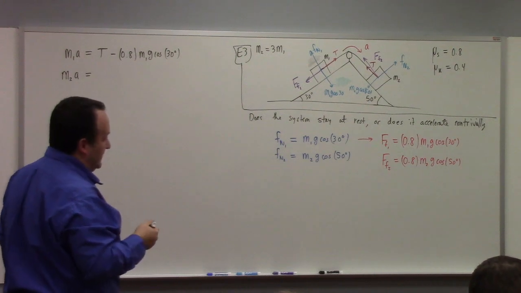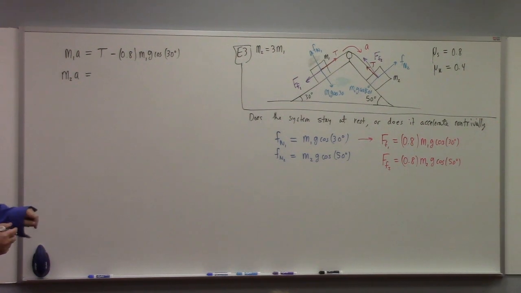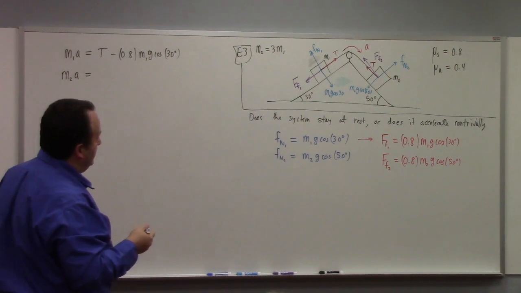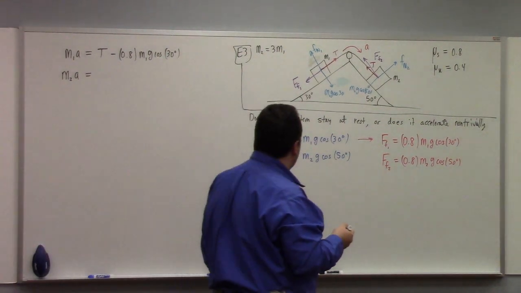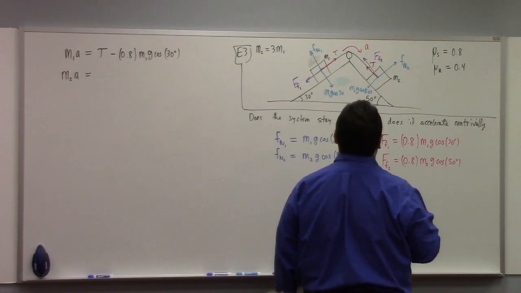Okay, then what? m2 a is what? Did I miss anything? Would you use the sine of 30 or no? Why would I do that? Well, I don't know. Oh! Yeah!